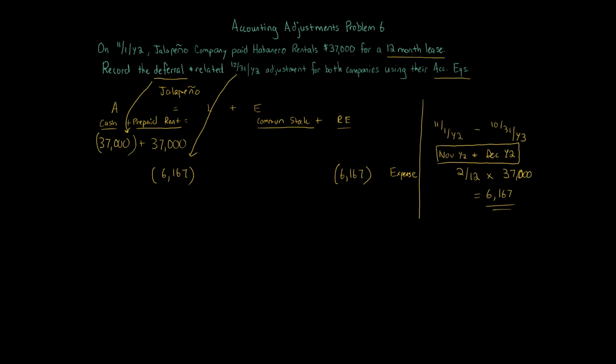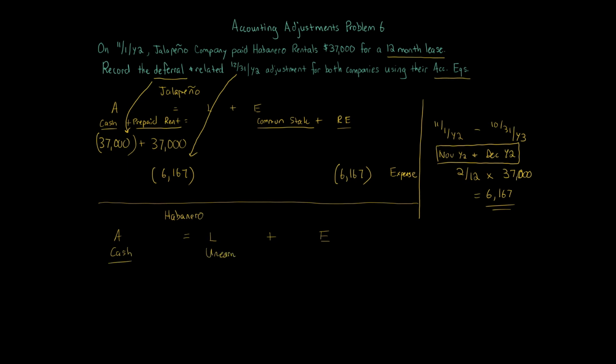So that is how we're going to write that. $6,167, it's an expense. That's Jalapeno's side of the equation. Habanero is going to be easy. We're going to do the accounting equation again. That's what the question is asking us. Again, we do assets equals liabilities plus equity. So what assets are involved here? We have cash, the cash account. What liabilities? We have unearned revenue.